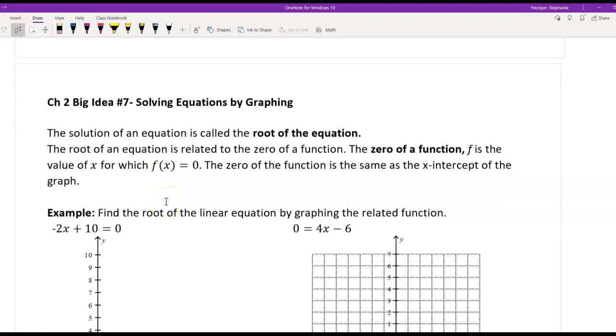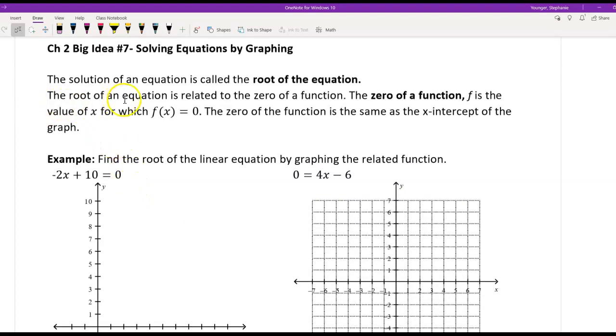Alright, so the solution of an equation is actually called the root of the equation. The root of an equation is related to the zero of a function. So we have the root of the equation and the zero of the function. The zero of the function f is the value of x for which f(x) equals 0. So the zero of this function is the same as the x-intercept of the graph. That's the big thing. The zero of the function is the same as the x-intercept of the graph.